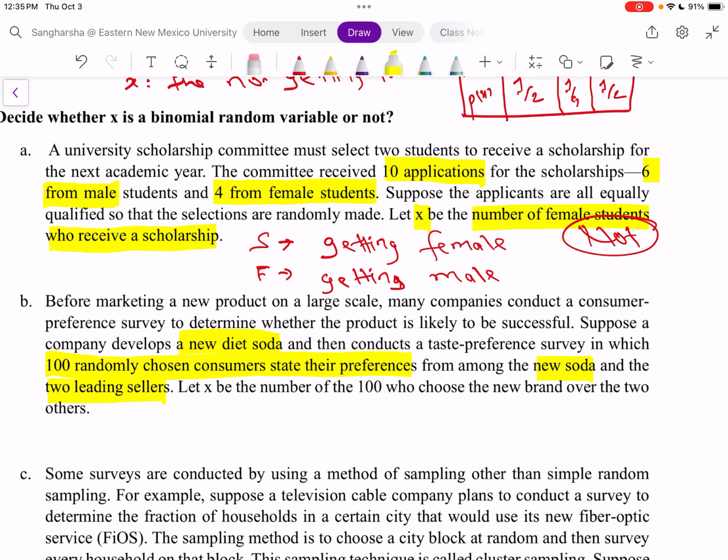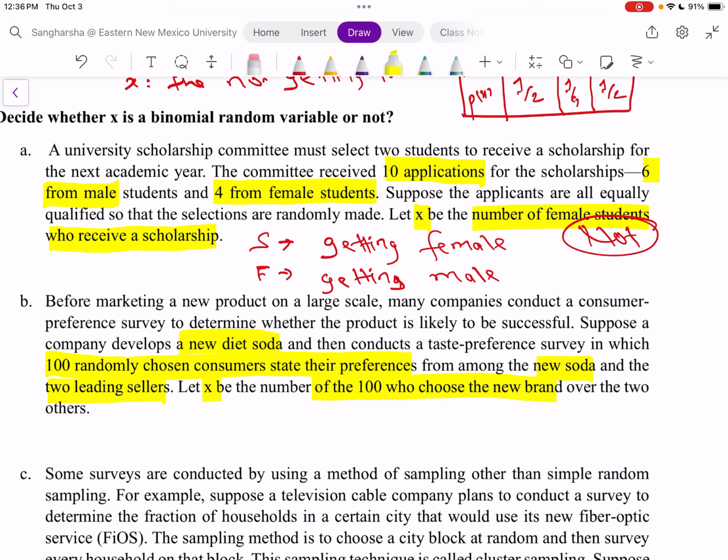So the company develops a new soda and wants to get feedback from the consumers, and they have 100 randomly chosen consumers. Now, if X is the number of the 100 who choose the new brand over the other two, is our X a binomial random variable?